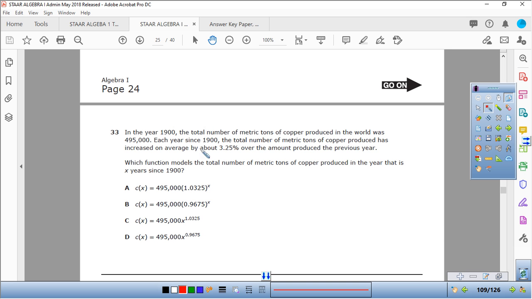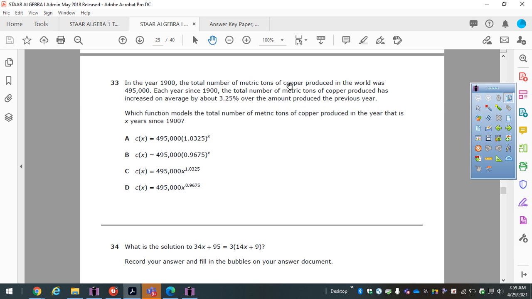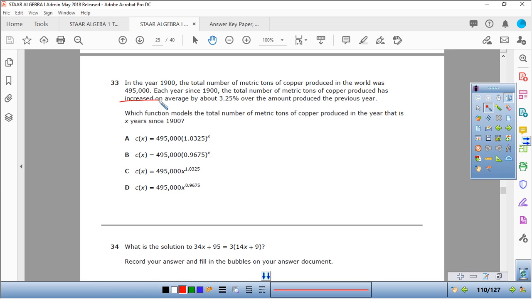In the year 1900, the total number of metric tons of copper produced in the world was 495,000. Each year since 1900, the total number of metric tons of copper produced has increased on average by 3.25%. So you want to see that it increases. That is an increase, check. That's a decrease. It starts off here, and every year goes up by 3.25%.